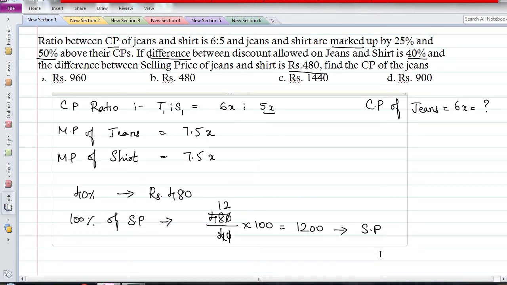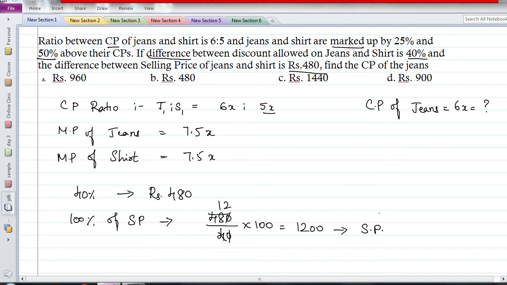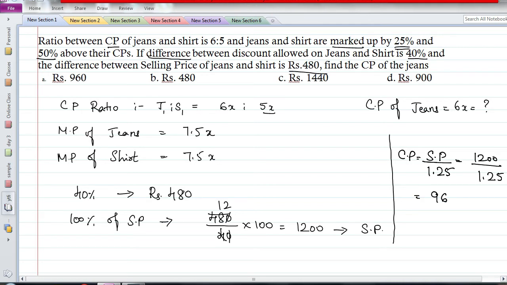Now if this is the selling price or market price, now what is cost price of jeans? If you know selling price, to find cost price, we divide selling price by the percentage factor. So cost price is selling price divided by 1.25. Why 1.25? Because there is a 25%, it is marked up. Okay, so selling price is 1200 divided by 1.25 gives you 960 rupees.